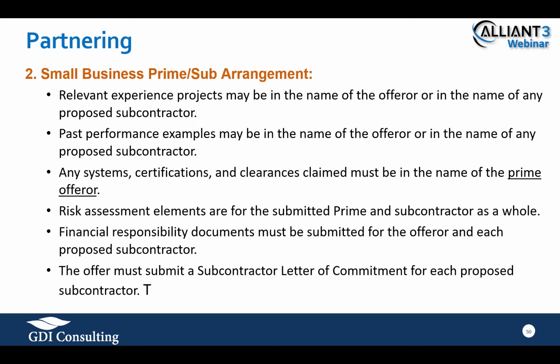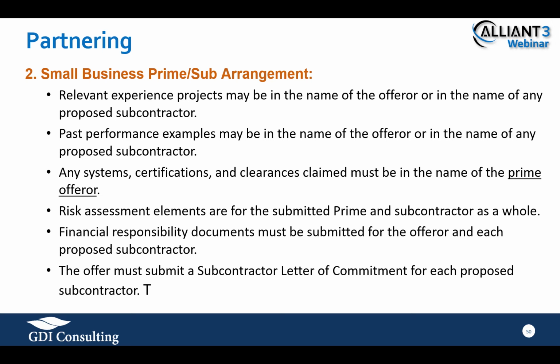Now going to small businesses, you have 2 types of arrangements, JVs and prime-sub relationships. Here we're discussing prime-sub. Relevant experience projects may be in the name of the offeror or in the name of any proposed subcontractors. So if you're a small business prime, you can have a number of subcontractors. Remember that all of you must be small under 541512. If that is the case, then you can bring in any contracts that your subs bring to the table. Past performance examples may be in the name of the offeror or in the name of any proposed subcontractor. So out of those 7 contracts that you have for the NAICS primary references, maybe 5 are from yourself and 2 from 2 different subcontractors.